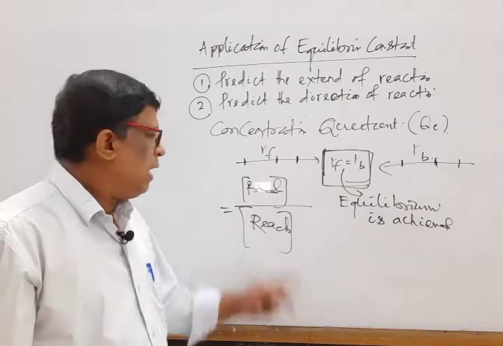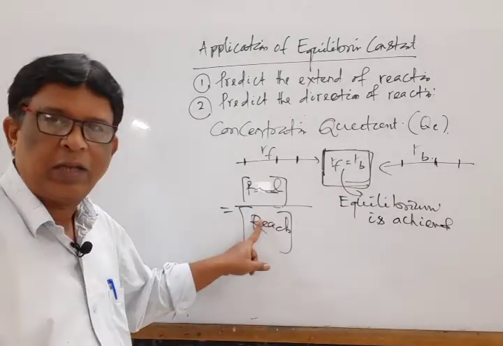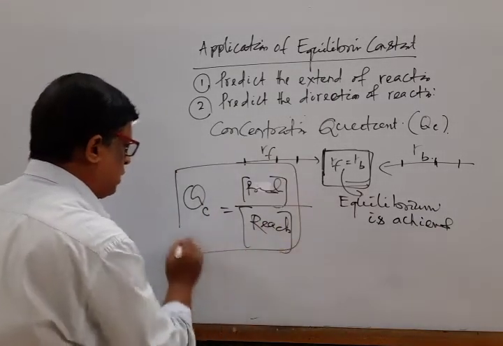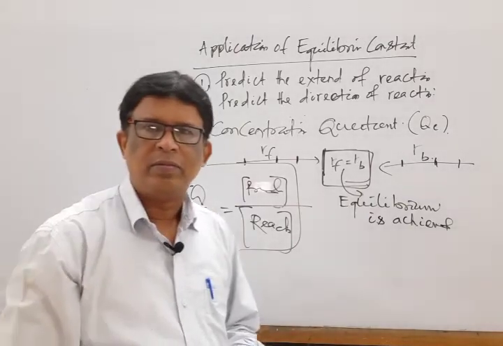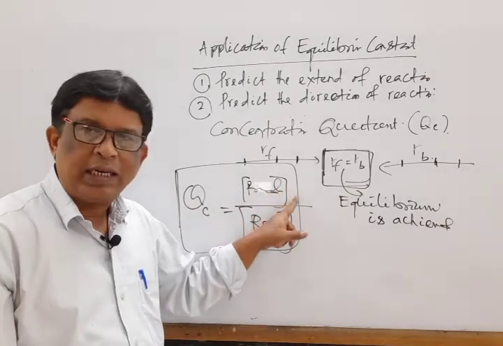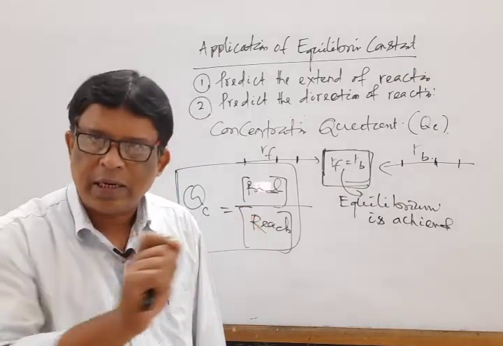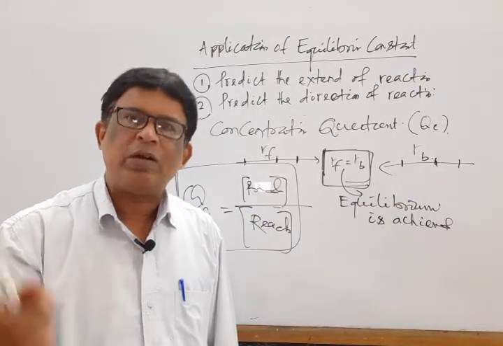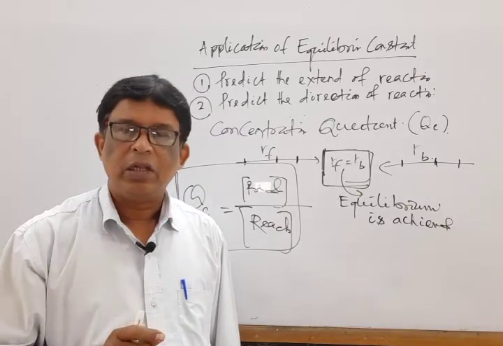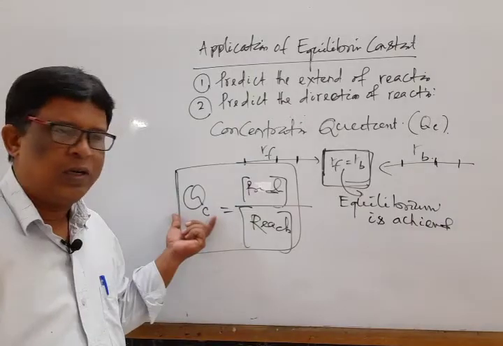On the other hand, before attaining equilibrium, at any other point, if we find that value, then it is known as concentration quotient, Qc. What is concentration quotient? It is defined as the product of molar concentration of product species, each raised to the power of its coefficient, divided by the product of molar concentration of reactant species, each raised to the power of its coefficient.